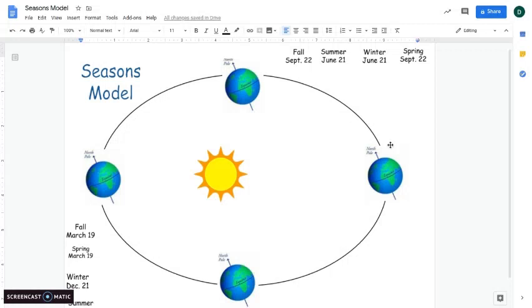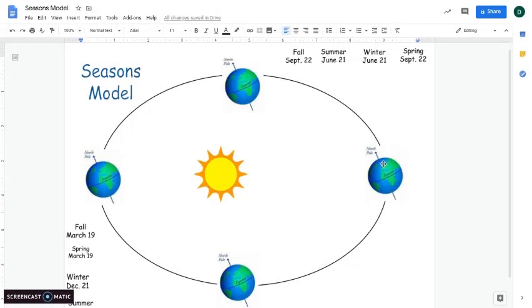We're going to first start on the right-hand side of your screen. Notice how each of the Earths has the equator marked on it. The equator separates the Earth into the northern hemisphere, which is above the equator, and the southern hemisphere, which means it's below the equator. For the first Earth here, notice how the axis is tilted more towards the Sun compared to the southern hemisphere.